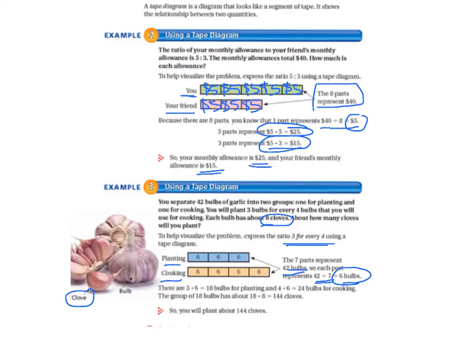So each square on the tape diagram is going to have a 6 in it. So they wrote that for us this time. So for planting, there are going to be 3 times 6, which equals 18 bulbs to plant, and 4 times 6, which equals 24 bulbs for cooking. A group of 18 bulbs has about 18 times 8, which is 144 cloves. So we will plant about 144 cloves of garlic.